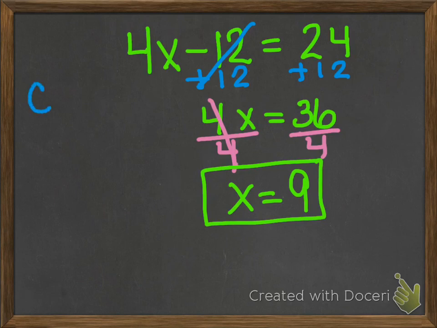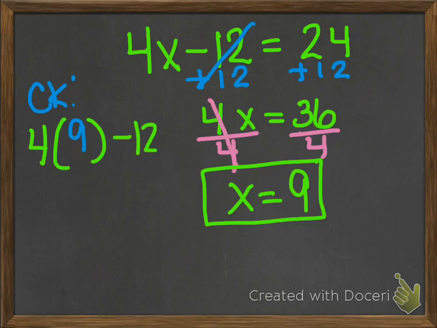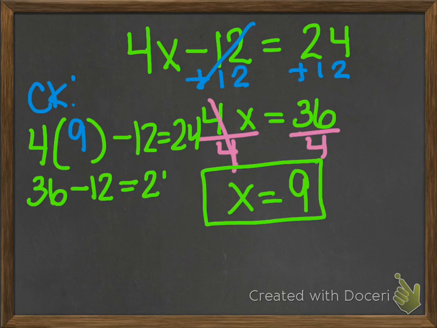So now we're going to check our answer, and we're going to substitute the value of 9 for x. Alright, so 4x, 4 times x, so 4 times 9 minus 12 equals 24. So 4 times 9 is 36. Bring everything else down. Minus 12 equals 24. And 36 minus 12 is 24. Equals 24. So we're good.